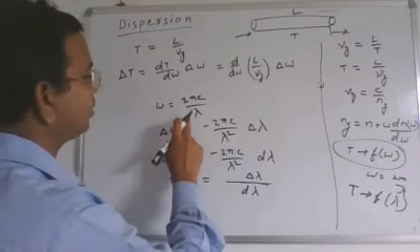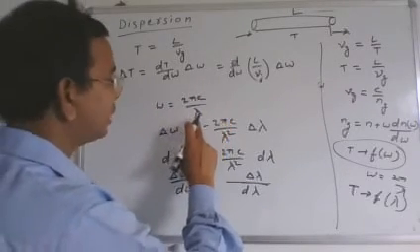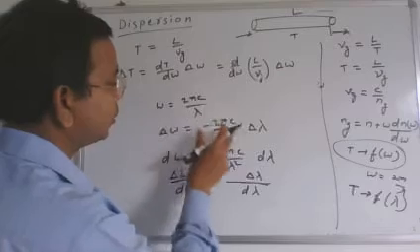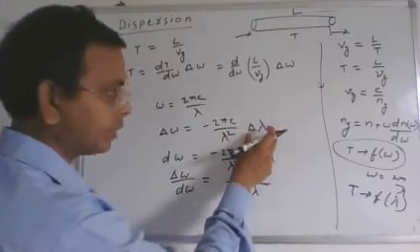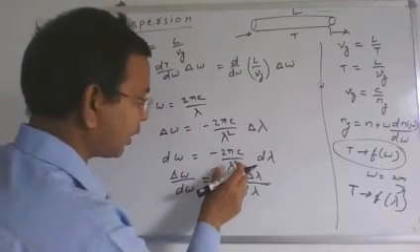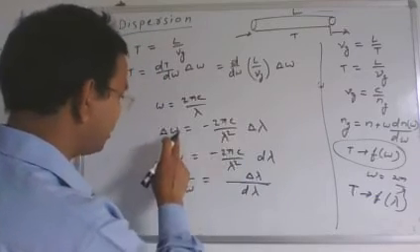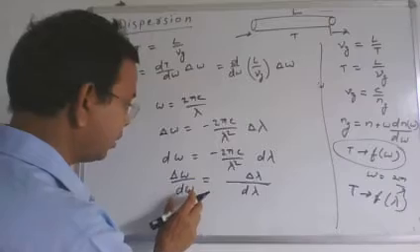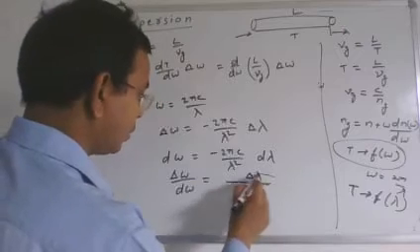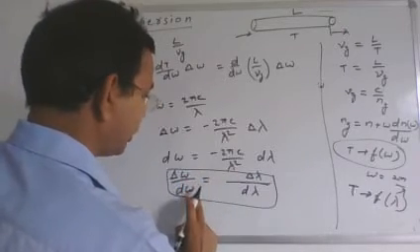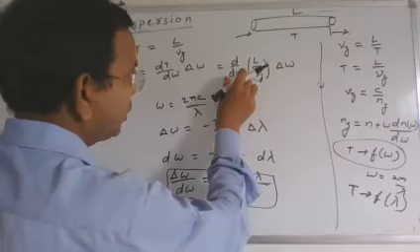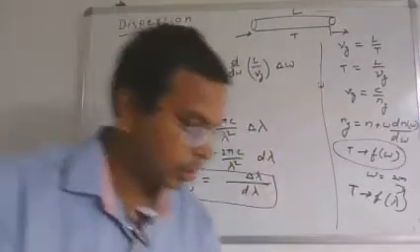So ω is related to λ by this expression: ω is equal to 2πc by λ. So the total derivative Δω is nothing but the derivative of this with respect to λ, so minus 2πc by λ² into Δλ. Similarly, if you take dω, ω is equal to this, then dω is nothing but minus 2πc by λ² dλ. If you divide this by this, Δω by dω is nothing but these two terms cancel out, and here we get Δλ by dλ. So we can change Δω by dω to Δλ by dλ. Here we have Δω by dω, this can be replaced by Δλ by dλ. So we can replace that here.